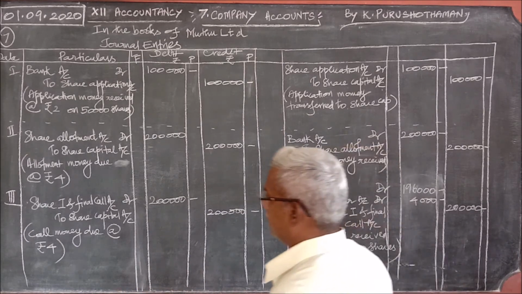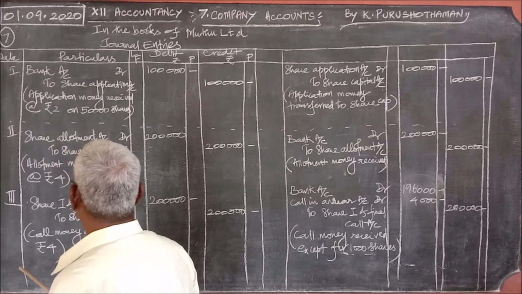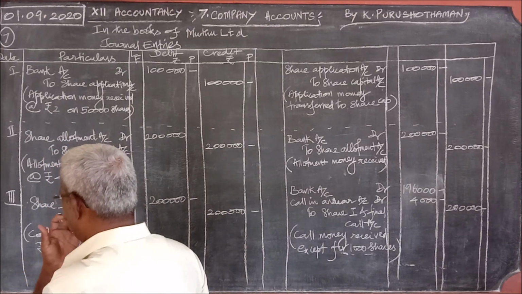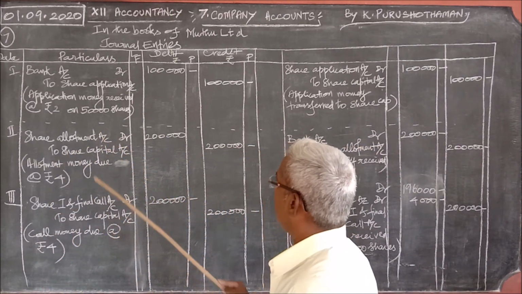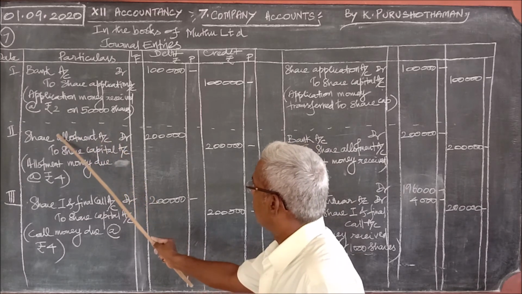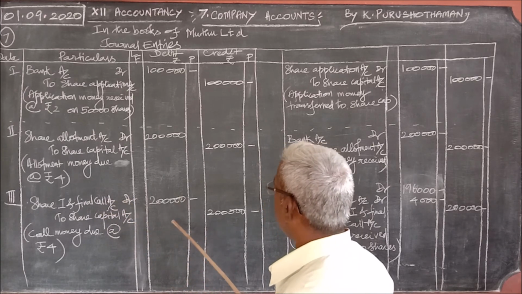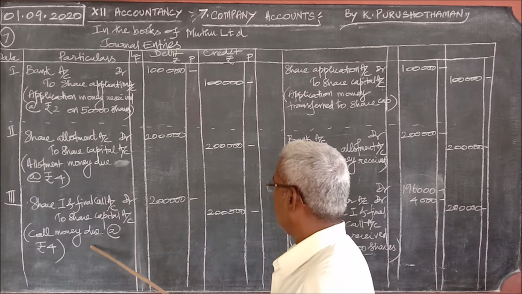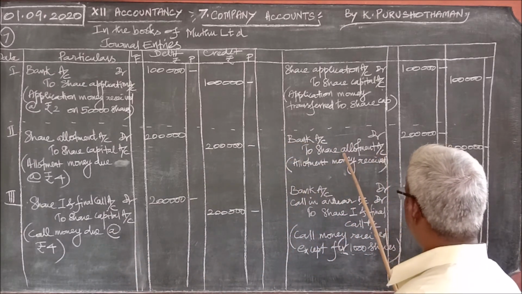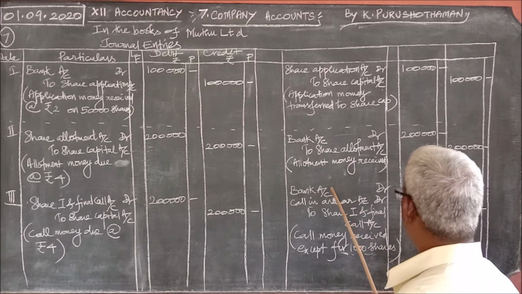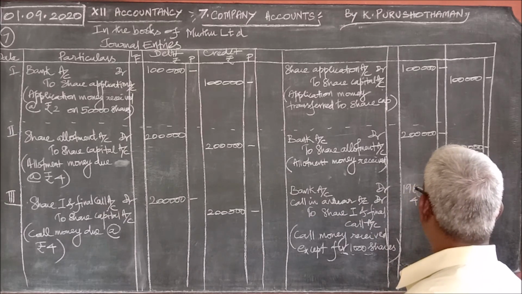Then in the third stage, they combine both the calls together and fix the rate at rupees 4. So 4 into 50,000, 2 lakhs. The same journal entry is written; only the stage is changed. Instead of allotment, here it is first and final call. So 4 into 50,000, 2 lakhs. Call money due at the rate of rupees 4. Good. The same journal entry, with the allotment stage changed to first and final call. So bank account debtor to share first and final call account. In both cases, we should write only 2 lakhs.